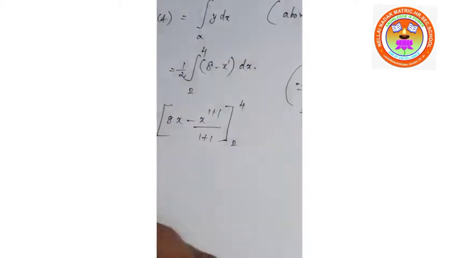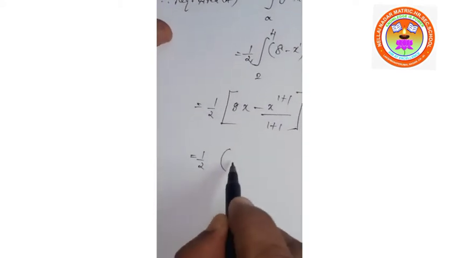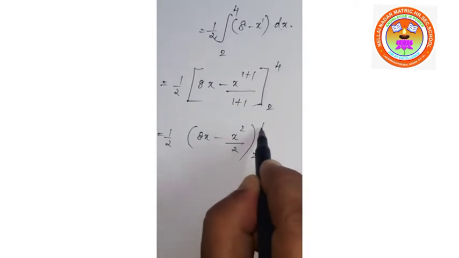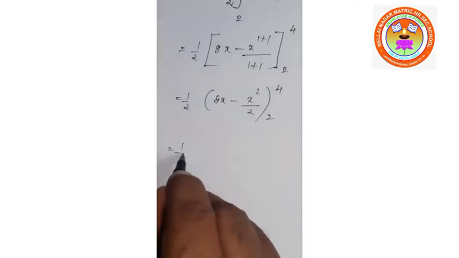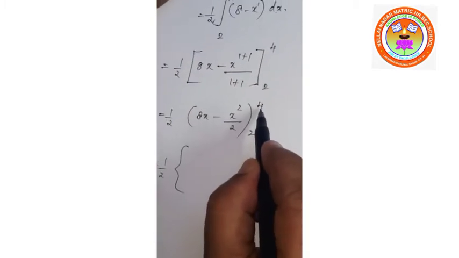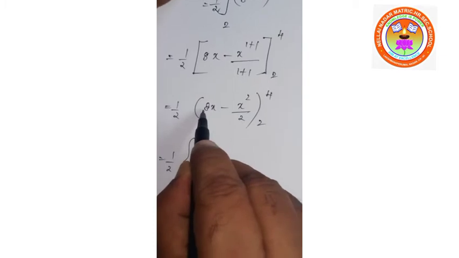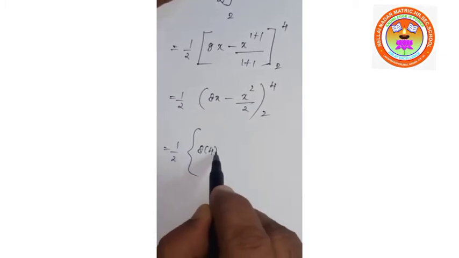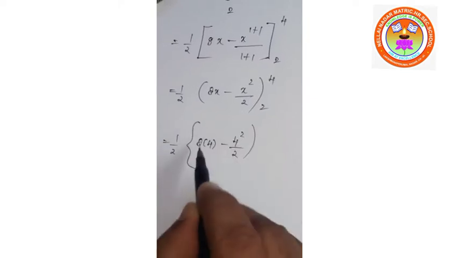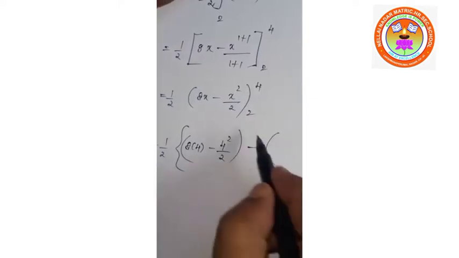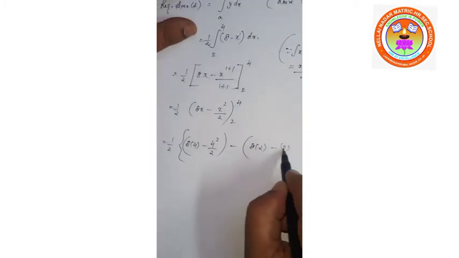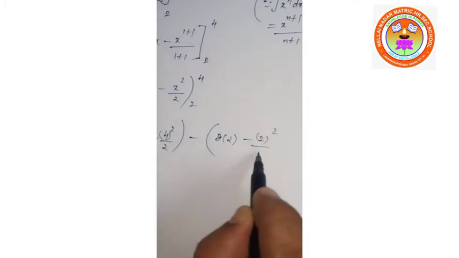Limit 2 to 4. Half, 8x minus x squared by 2, limit 2 to 4. Half right as it is. Now I am going to apply the upper limit. Replace x by 4: 8 into 4, minus, replace x by 4, 4 squared by 2. Upper limit over, minus, now replace x by 2: 8 into 2, minus 2 squared by 2.